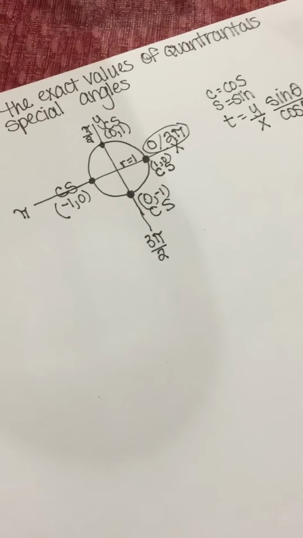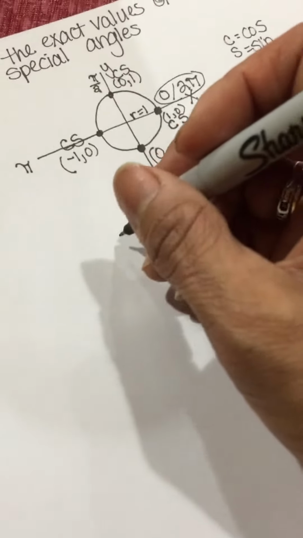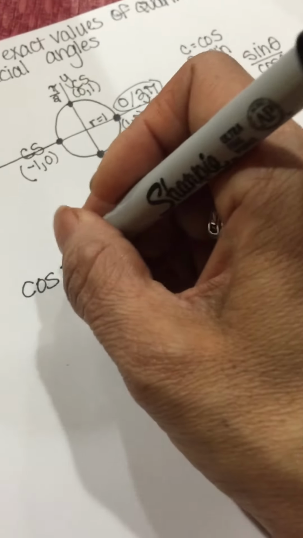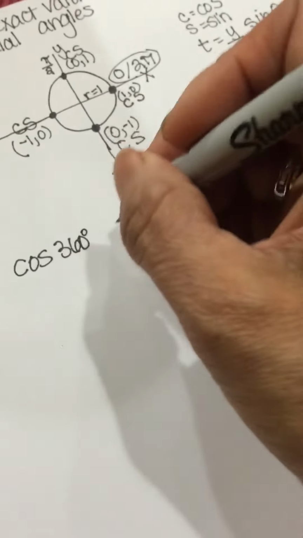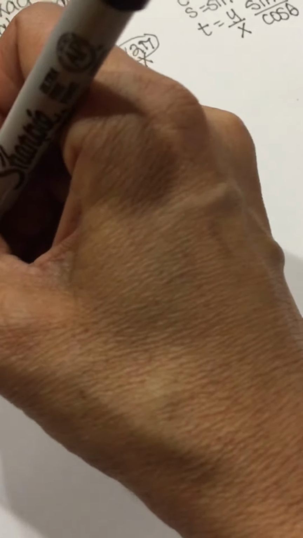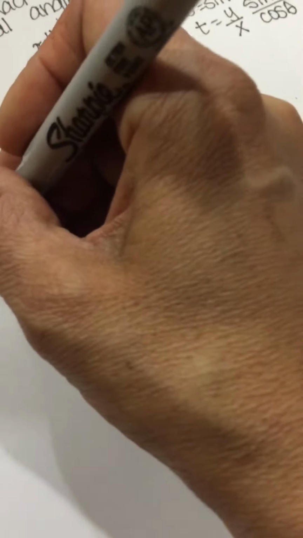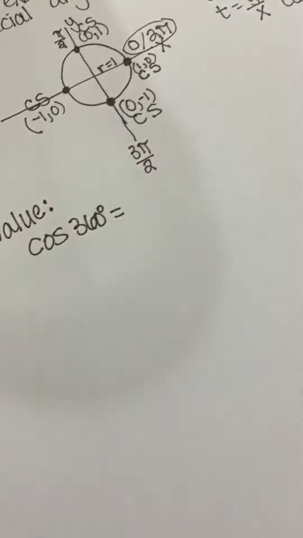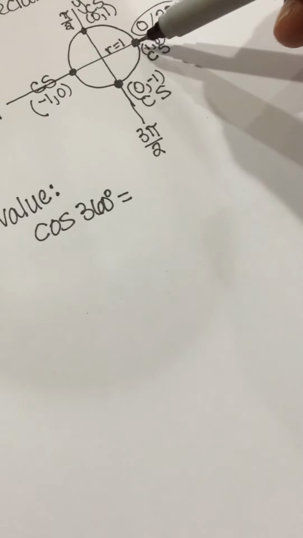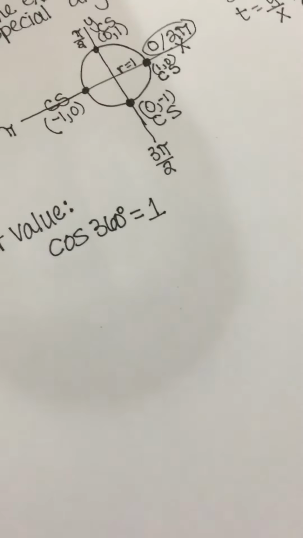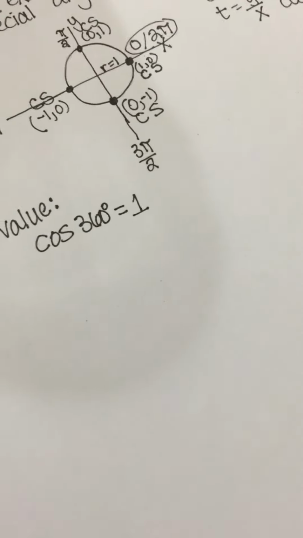So for example, if I'm looking for the cosine of 360 degrees, and it's looking for the exact value. If we were not looking for the exact value, you could just simply use a calculator, but if they're asking you for the exact value, we know 360 is right here, and since we're looking for cosine, I can say the answer is 1. That would be the cosine of 360 is 1.